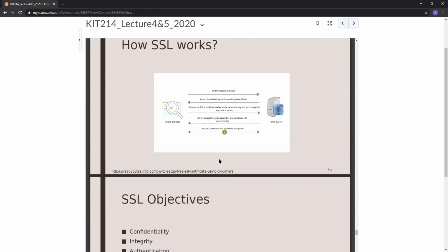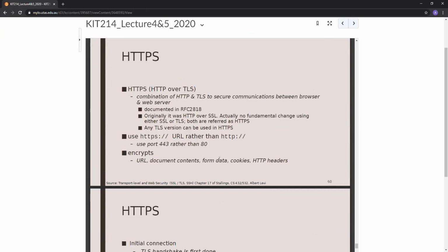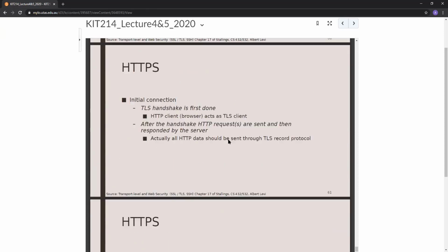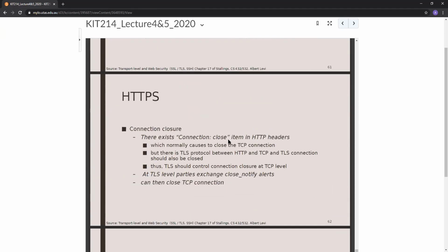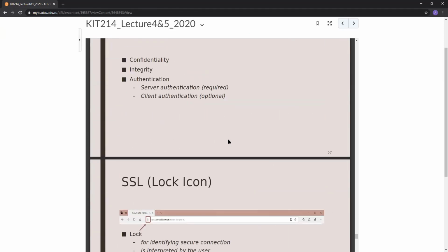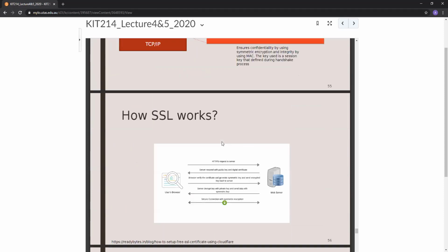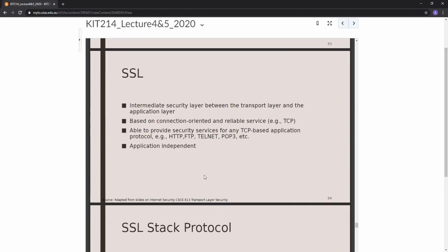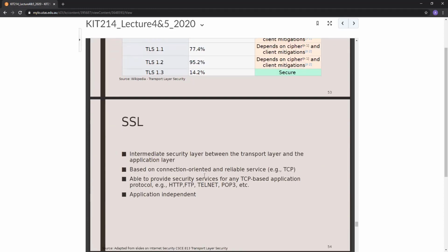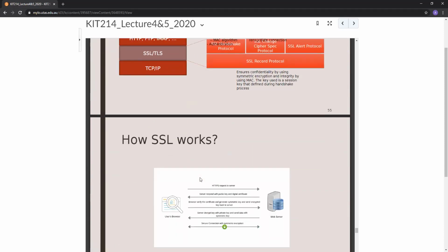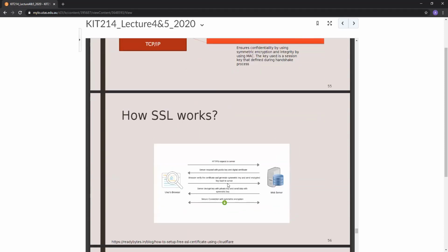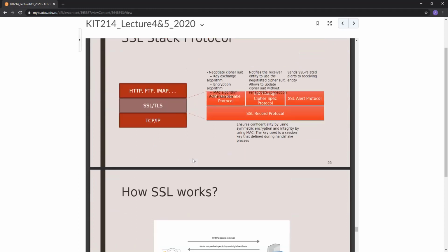SSL, TLS, and all those things. So once again, with SSL, TLS, you can sort of focus on the diagram. If you get a question regarding SSL or how SSL works over HTTP to make it secure, you can then focus on this diagram, that this is how HTTP becomes HTTPS and all the details in between.